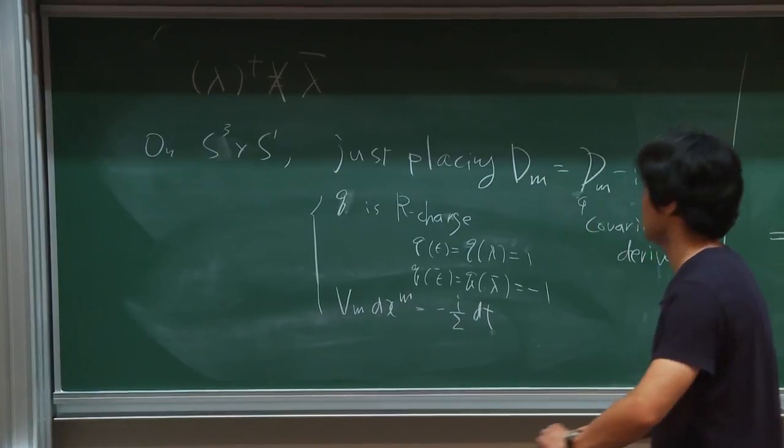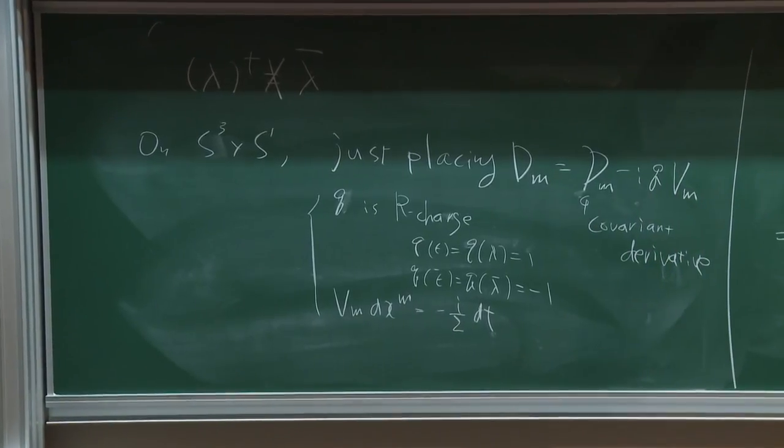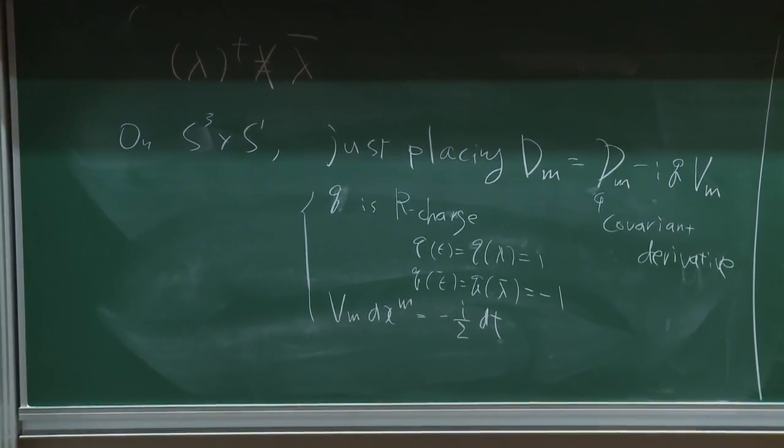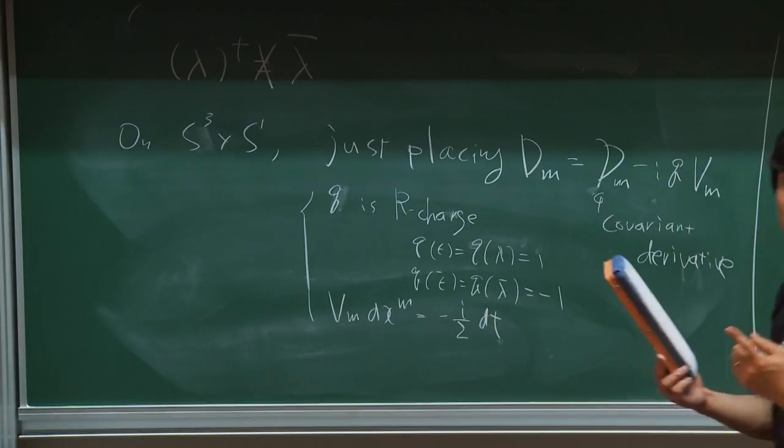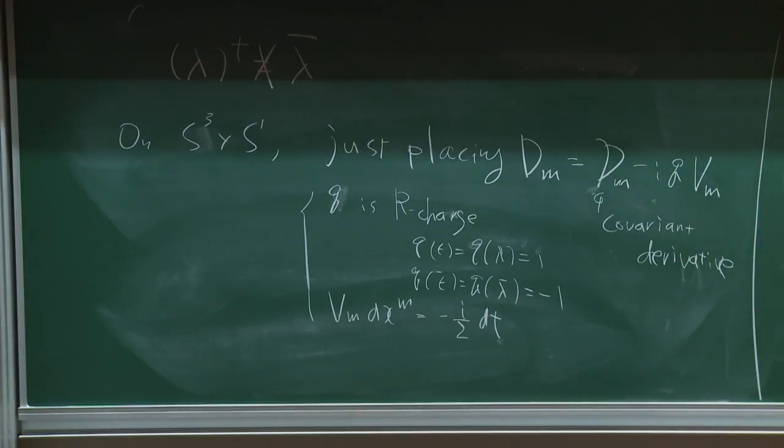Okay, then we can check this transformation satisfies the commutation relation. It's closed under the gauge symmetry, local Lorentz plus R symmetry, something like that. So this is a consistent supersymmetric transformation rule on S3 cross S1. If we replace this one, you can check that by hand. And I believe this is the same as Guido explained from the supergravity.